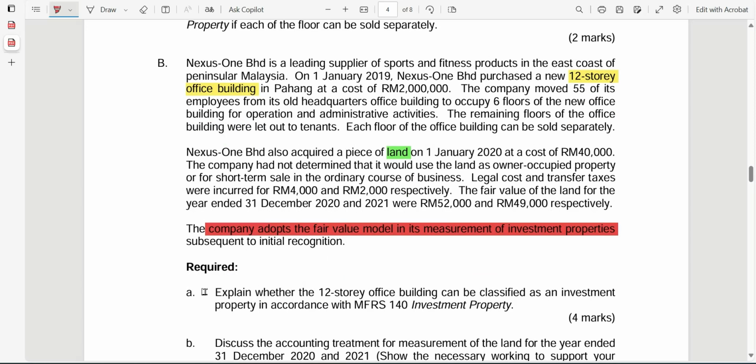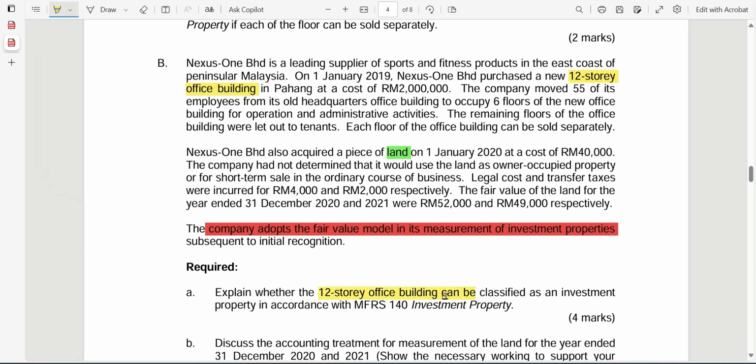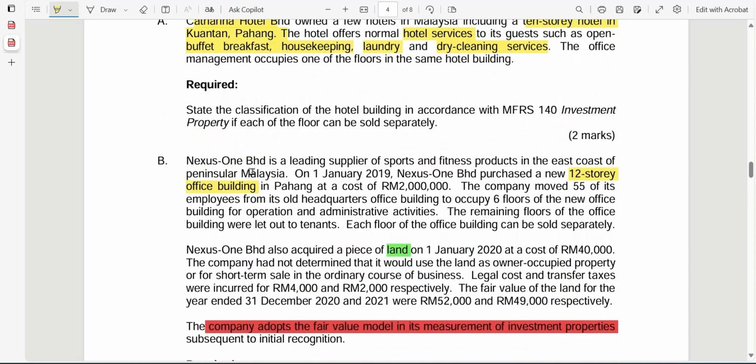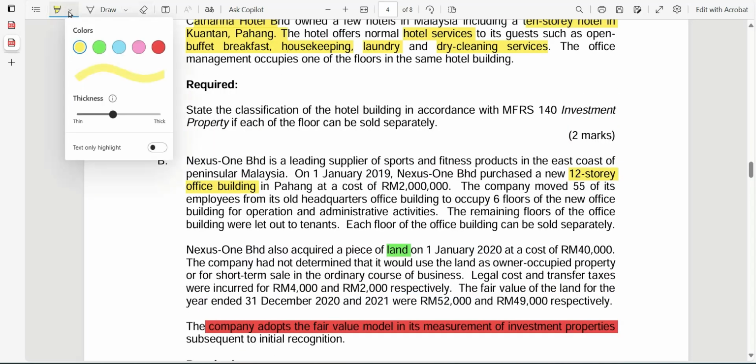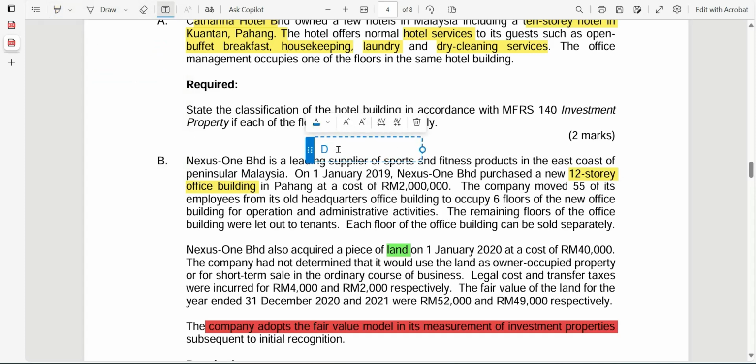So you look at the first one, you are asked to explain whether the 12-story building, which refers to the one in the first paragraph, can be classified as IP. So we have to read the question first before we can answer that. You are informed the date of acquisition is 1st of January 2019. So you have the date of purchase, which is 1st of January 19. On that date, you are informed the initial cost was 2 million. This is the initial cost.